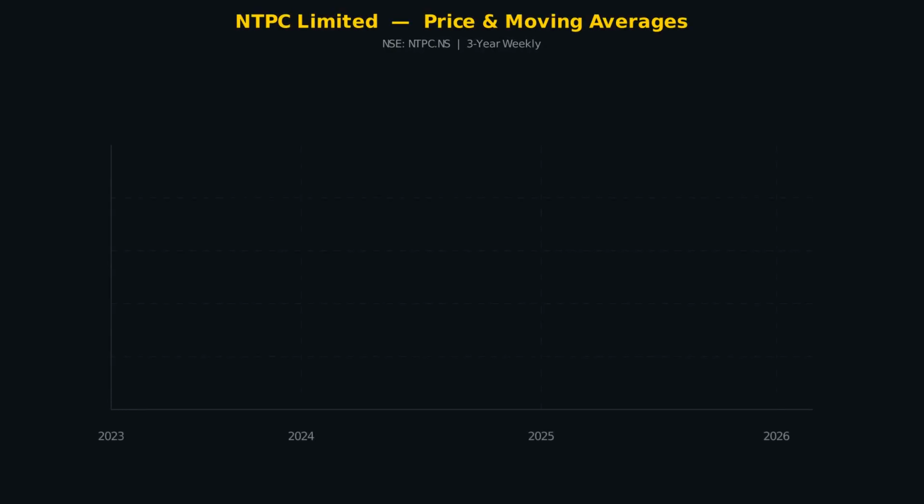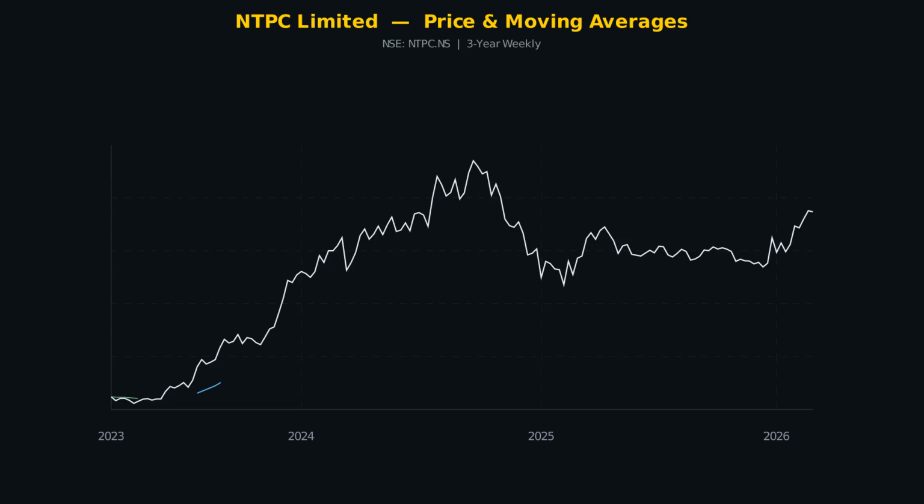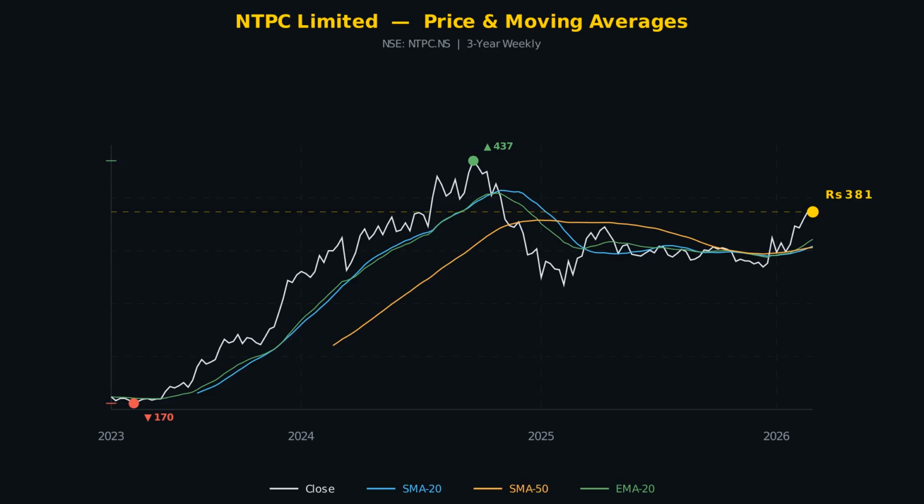NTPC Limited is currently at Rs 381. The SMA 20 is at 343, and the SMA 50 is at 341. Price is above the 50-period average, indicating a confirmed uptrend. Watch how the moving averages act as dynamic support and resistance throughout the 3 years of price history shown here.